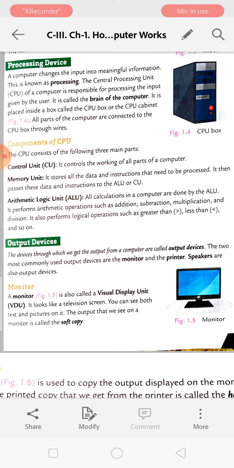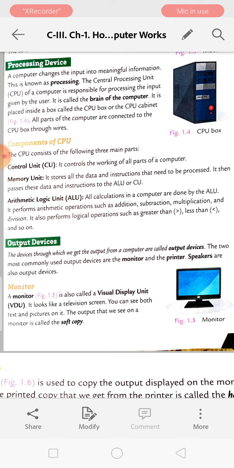Control unit, CU. It controls the working of all parts of the computer. So what is the work of the control unit? It controls the working of all parts of the computer. And what is the full form of CU? Control unit. Next is memory unit.